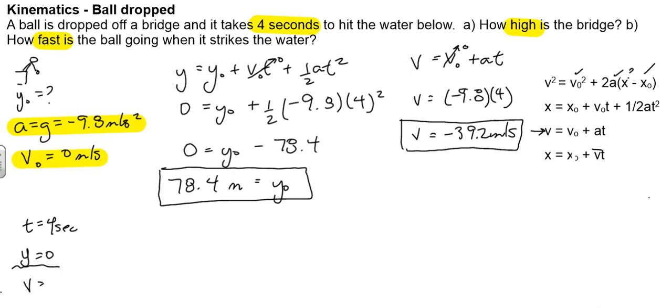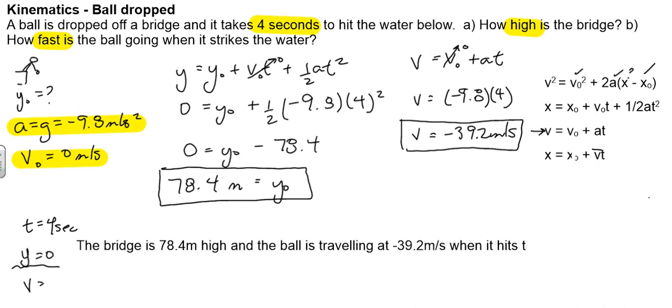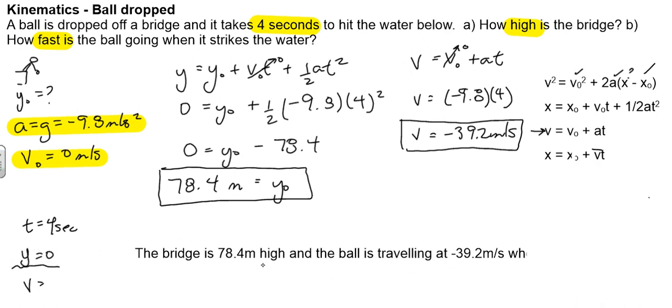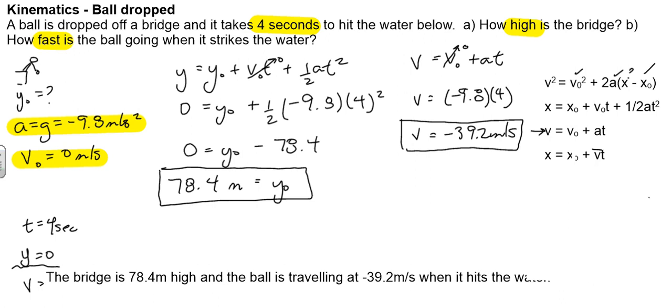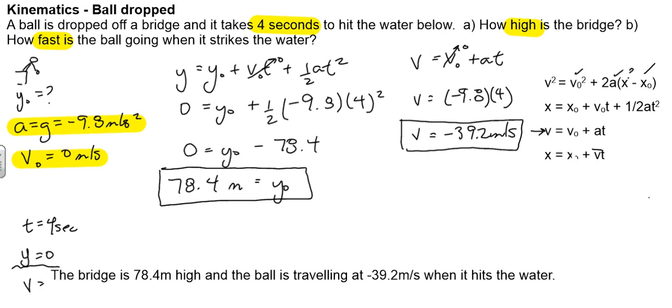So I'll just pull my statement out. I've been writing them ahead of time, so I don't have to wait for myself to type them out. The bridge is 78.4 meters high, and the ball's traveling at negative 39.2 meters per second when it hits the water.